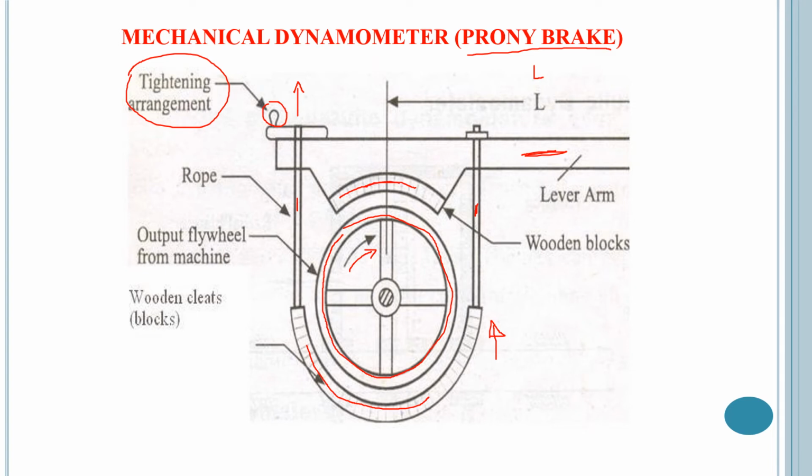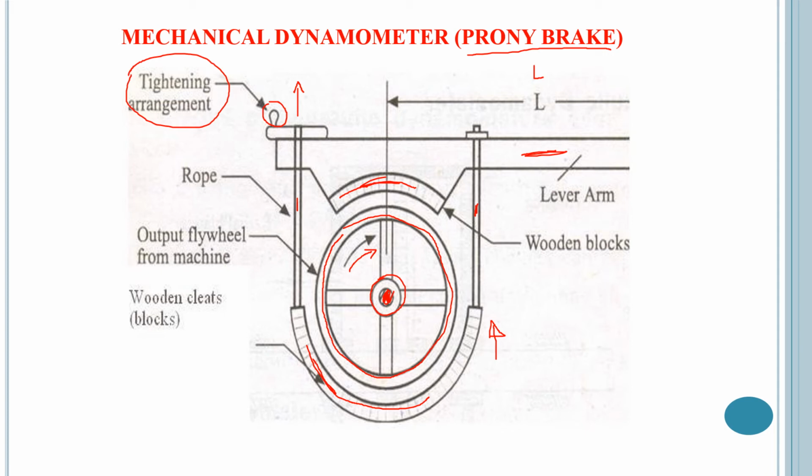Here you can see two wooden blocks which are mounted diametrically opposite to each other on a flywheel attached to the rotating shaft whose power is to be measured. This is the rotating shaft. We are supposed to find out the power or torque. To measure power we require torque, so we are first going to find out the torque and then substitute it in the formula of power.